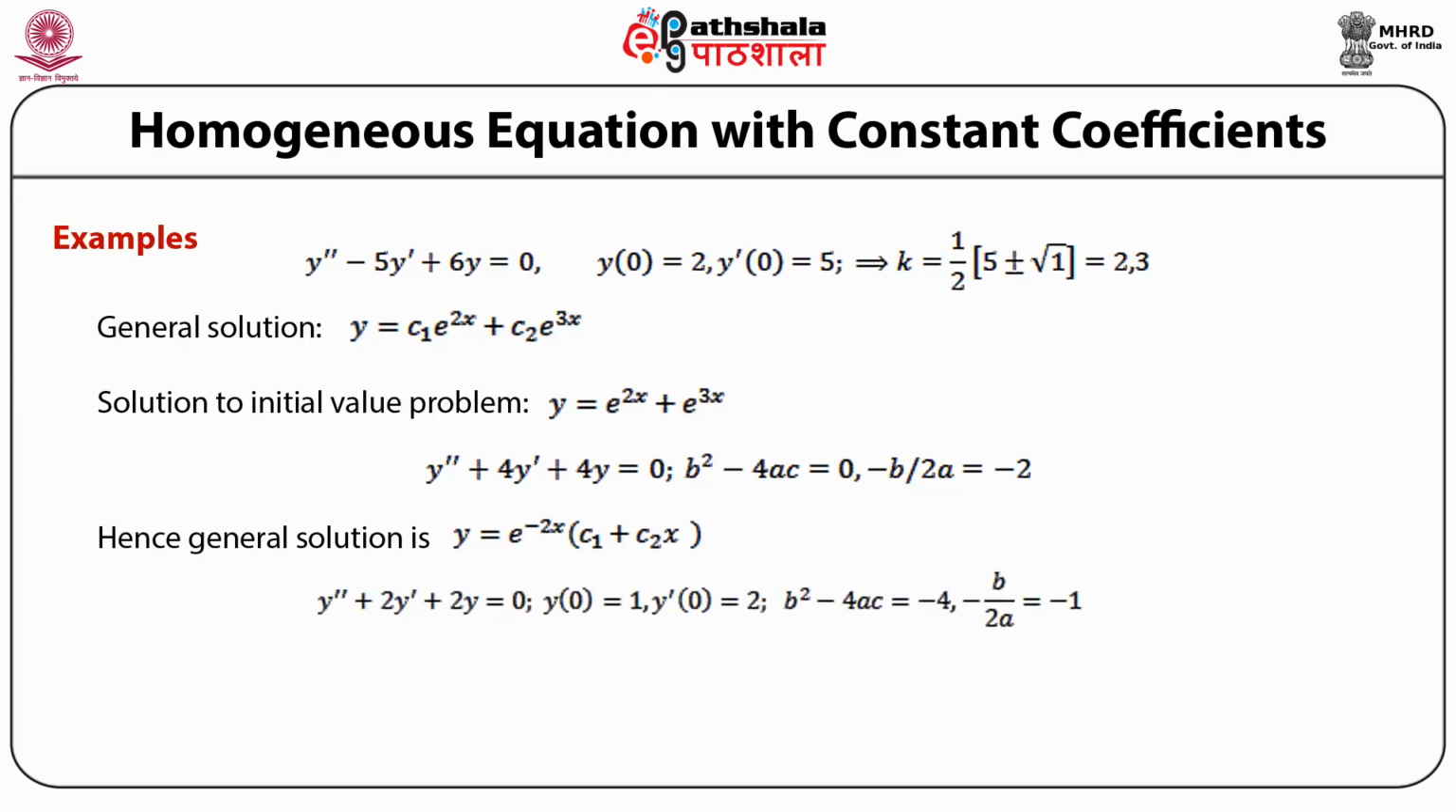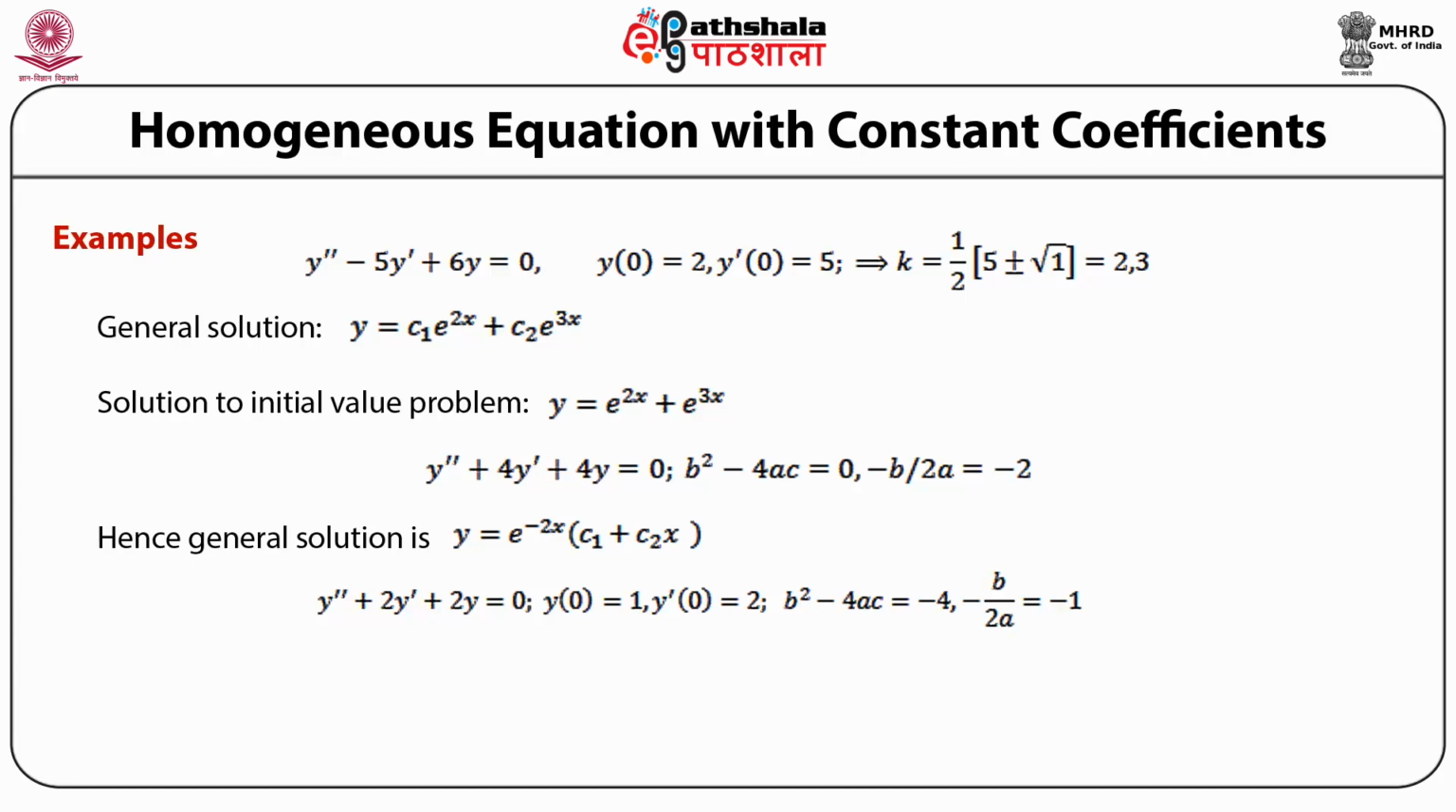Another example, we consider the differential equation y double prime plus 2y prime plus 2y equals 0. The initial conditions are given as at x is equal to 0, y is equal to 1 and at x is equal to 0, the derivative of y is equal to 2.